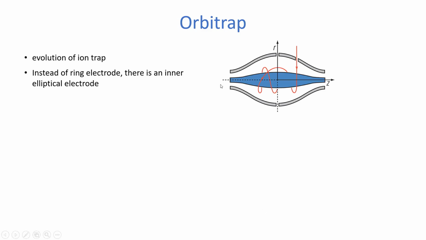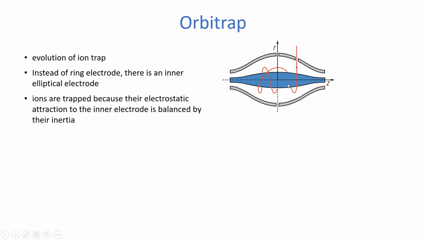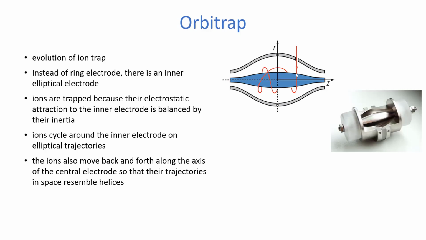And instead of a ring electrode, there's an inner elliptical electrode, which is so cool looking, right? And the ions get trapped because of their electrostatic attraction to the inner electrode, and they travel around the electrode. And this gets balanced by their inertia. And as the ions cycle around that electrode, they make these cool elliptical trajectories, and you can move them back and forth along the axes.